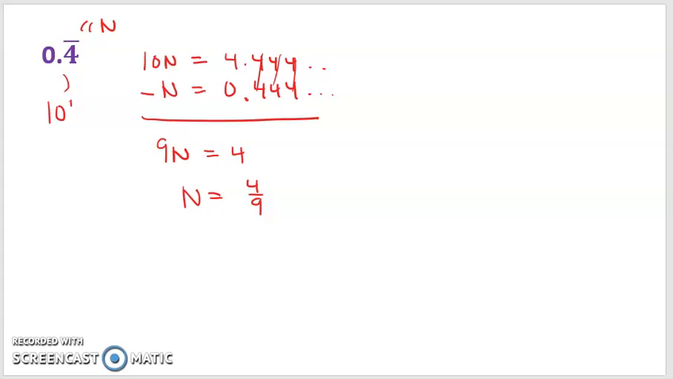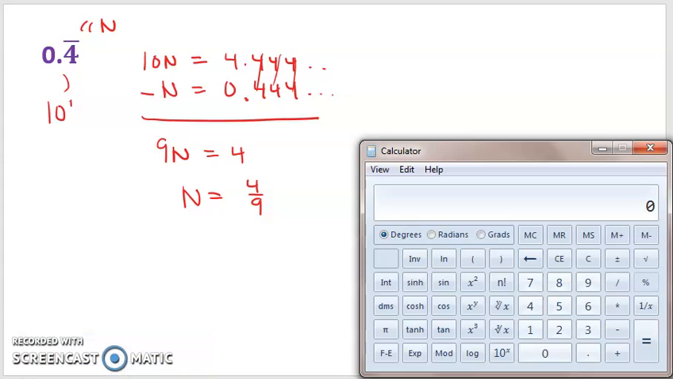And now let's bring up the calculator and check. So I've got a calculator. I take 4 divided by 9, and that equals, oh my gosh, 0.4 repeating.